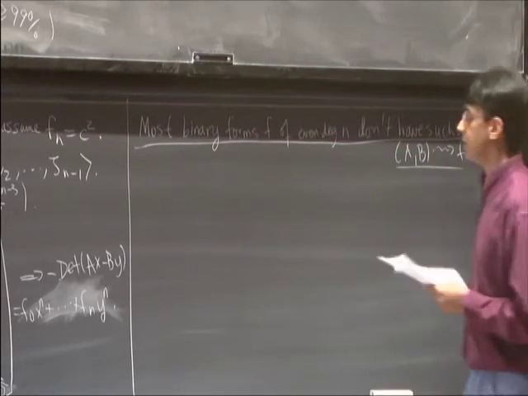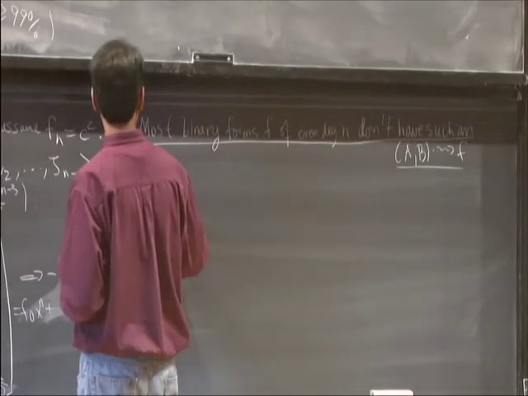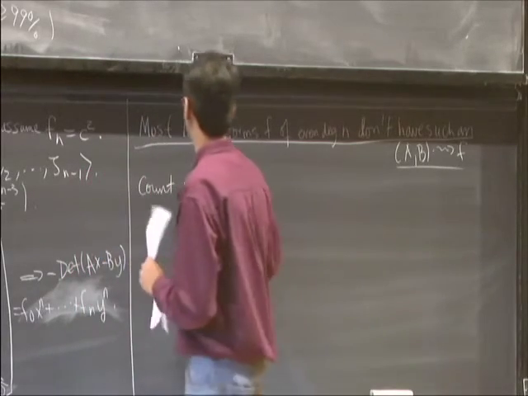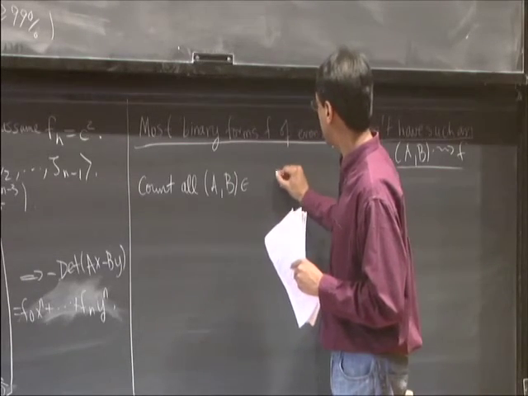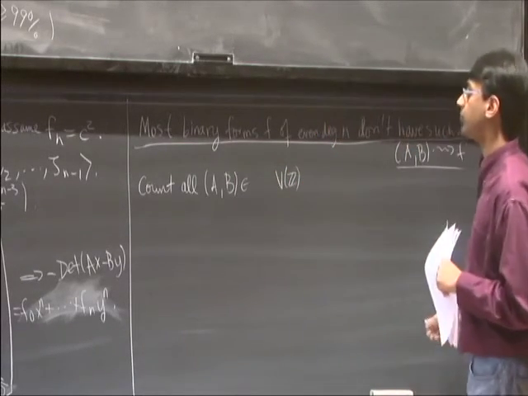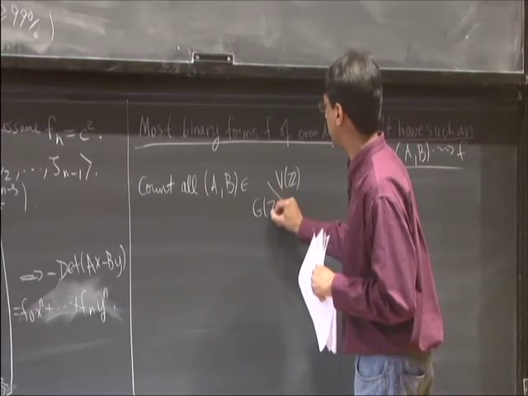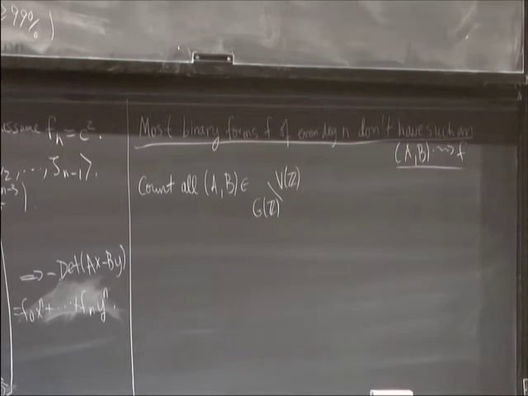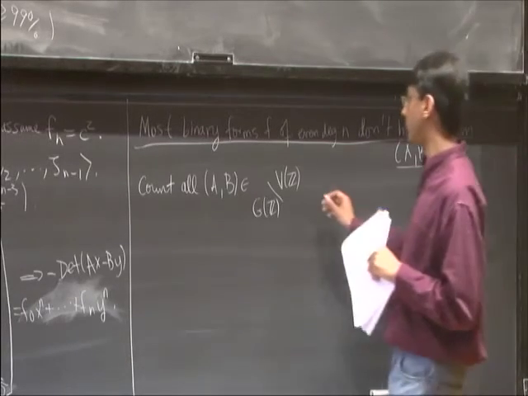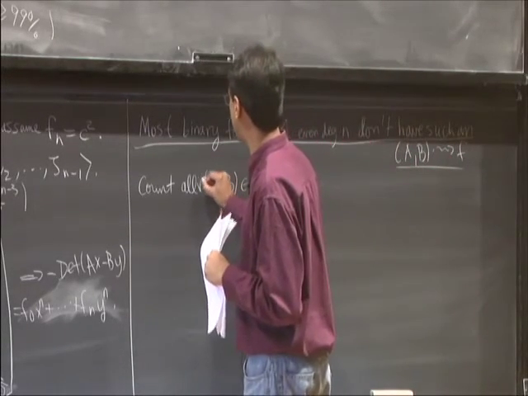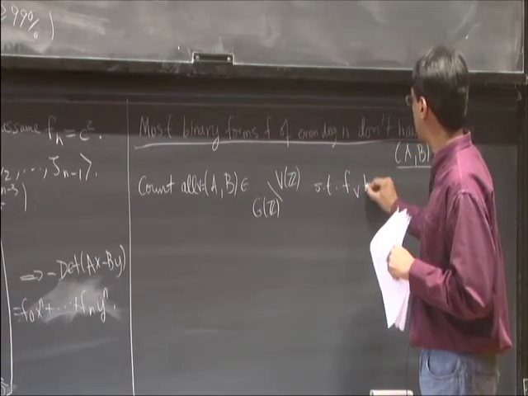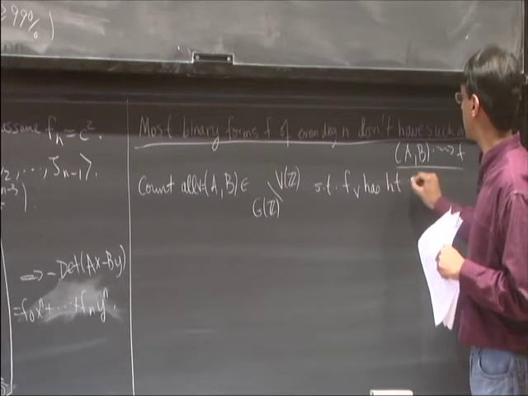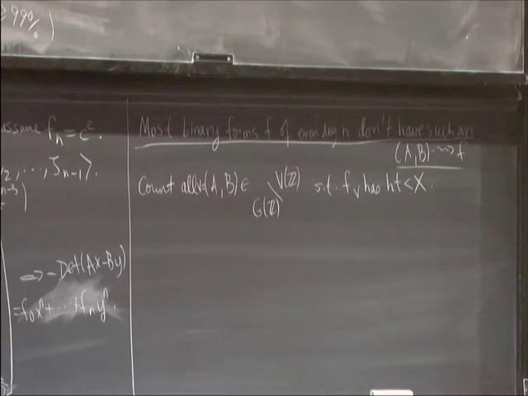The way to do that is to count. So the idea is to count all AB in V_Z up to the action of G(Z), because we're only interested in orbits under G(Z). Let's call this V, such that F_V has, say, height less than X for large X, and then we'll let X go to infinity. We want to understand the asymptotics of that.